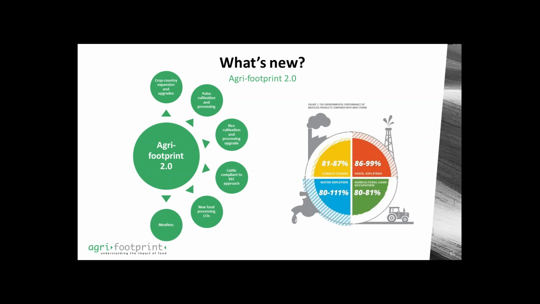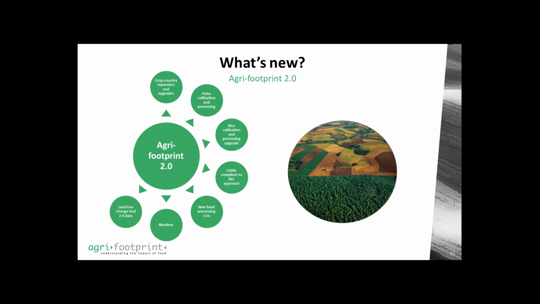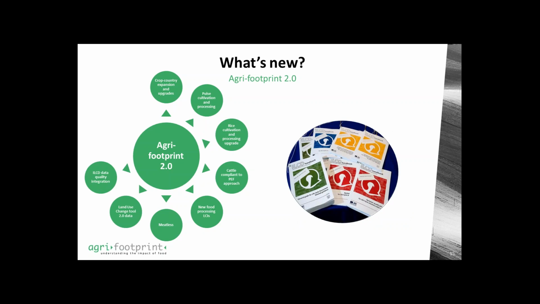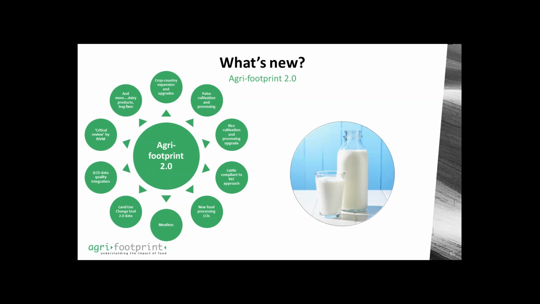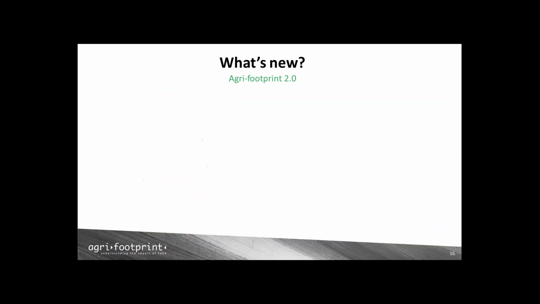Also, as I explained, Meatless is a company. They provided company specific data, and it's now fully integrated. Several products are included. The new land use change tool is integrated, and each LCI now also contains a data quality score. It is fully integrated in each LCI, and it's based on the ILCD. It's critically reviewed by the Ministry of Health, Welfare and Sports, and there are a lot of interesting new LCIs, and also some bugs were fixed. So this is a short overview of what's new.